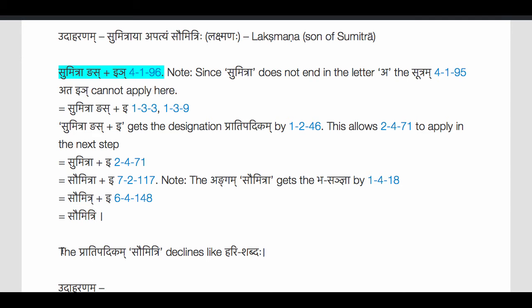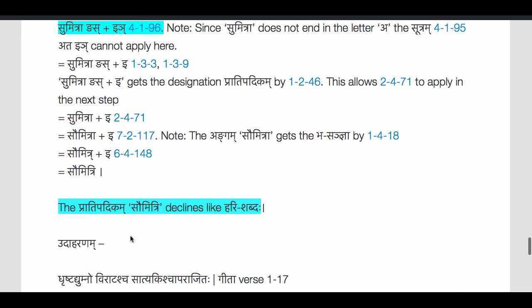Declines like Harishabdaha. So to summarize, we had to go to the Bhavadikanaha here because Sumitrā ends in the letter A. Hence we could not use 4.195 Atha ing, because that requires that we have a Pratipadikam ending in the letter A. Sumitrā ends in A. So that's why we could not use 4.195. We required 4.196 to justify the form Saumitri.